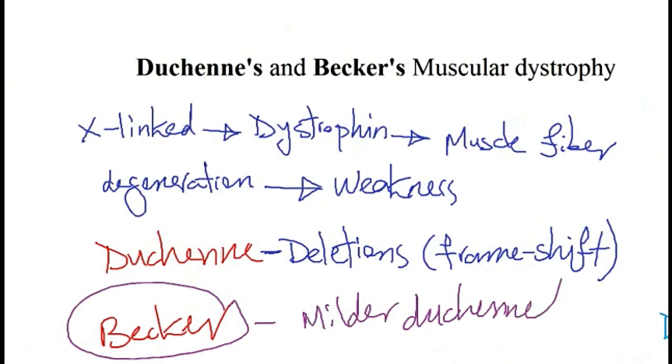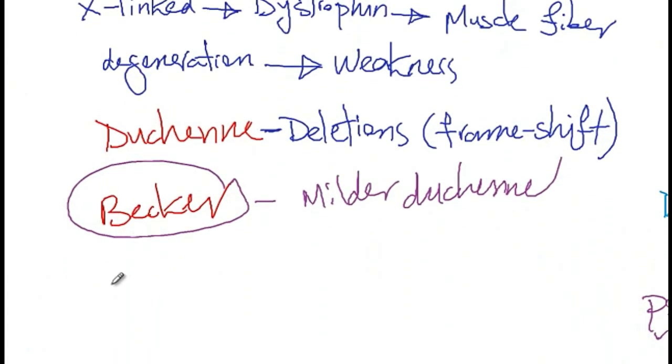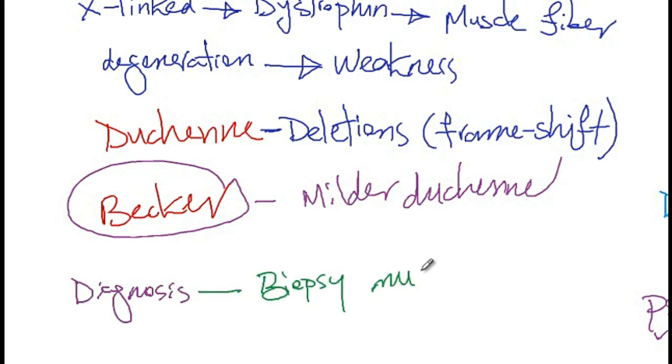All right, and one last point I would like to talk about is the diagnosis of Becker and Duchenne muscular dystrophy. And there are two ways that you can do it. One is to obtain biopsy of the muscles. And then the second test is to measure the levels of creatine phosphokinase.